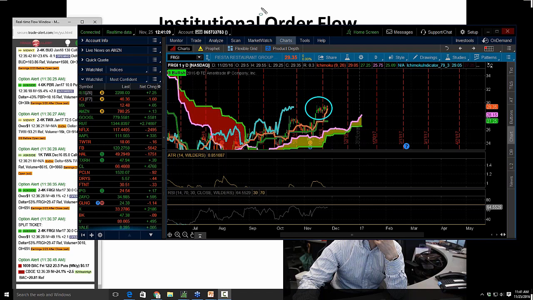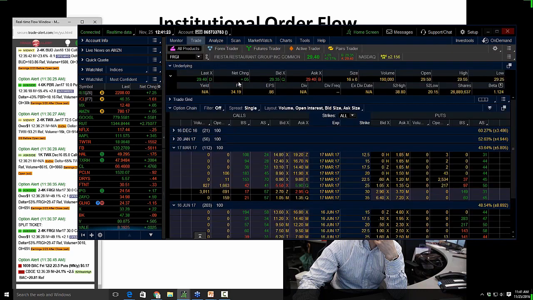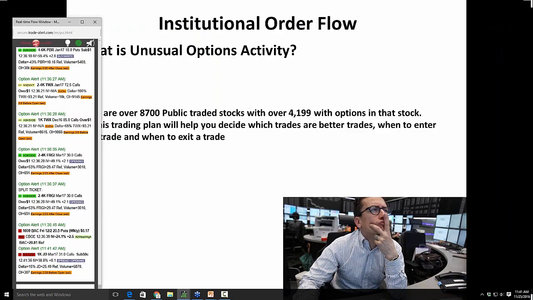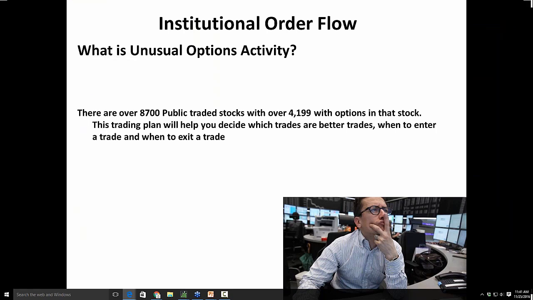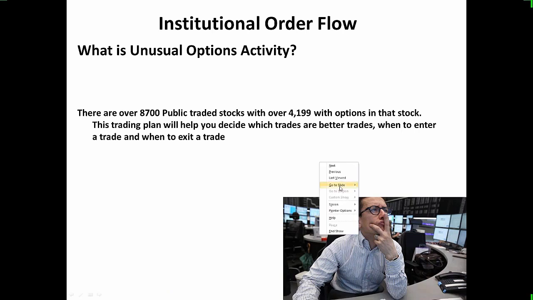Okay? I personally don't take $3 options, but if I wanted to, I could come in here and buy the same option that the institution bought, and I could probably get in at $2.90. Okay? So I could buy the March 30 calls for $2.90. Okay? And this is how I watch institutional order flow. So there are 8,700 publicly traded companies. Out of those 8,700 publicly traded companies, there are 4,199 with options in those stocks. I'm watching any trade go across the course during the day. So unusual option activity, institutional order flow in the option market is what I'm watching.